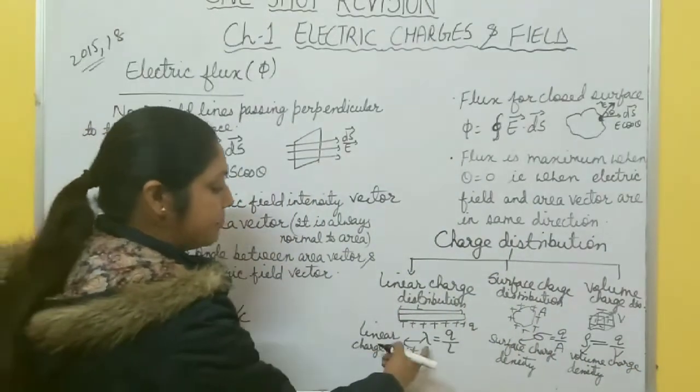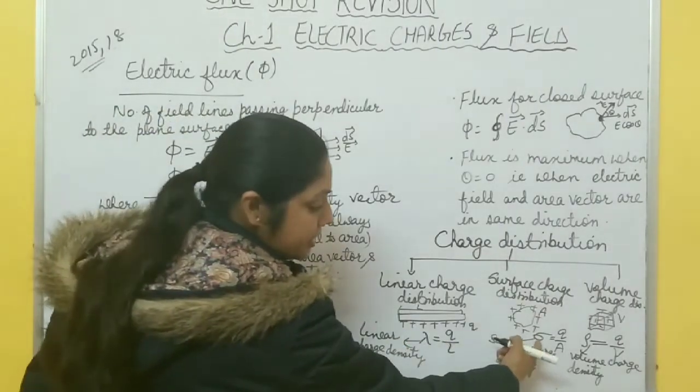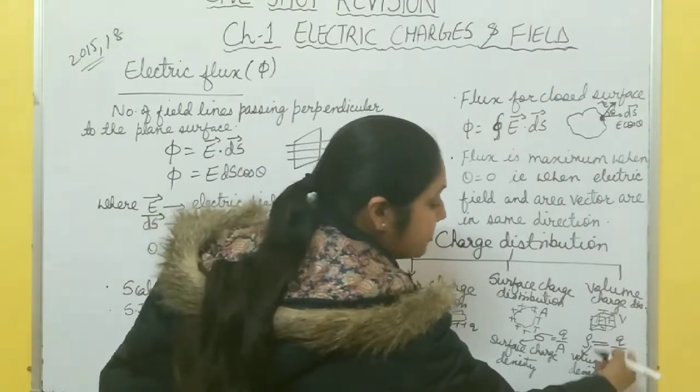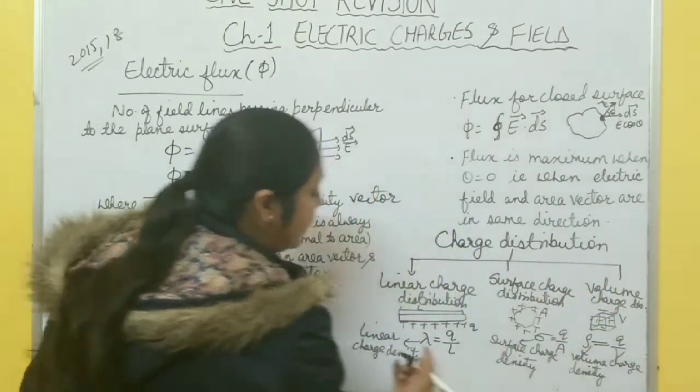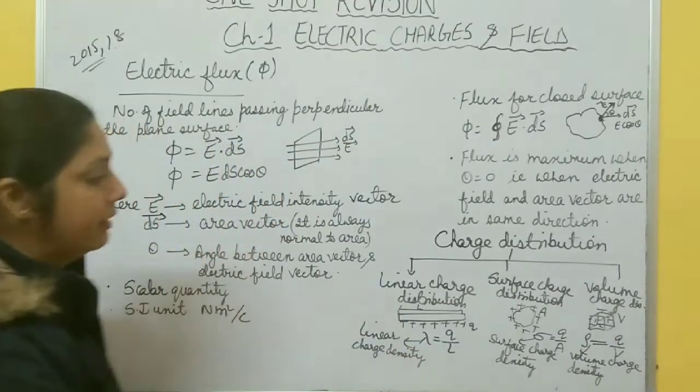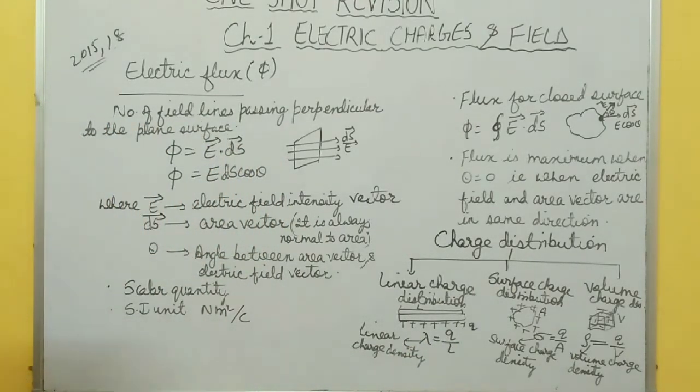So is it clear? Surface charge density is represented by sigma, charge per unit area. Volume charge density is represented by rho, charge per unit volume. And linear charge density is represented by lambda, charge per unit length. Okay, take a screenshot of this one. After this, we will discuss Gauss theorem.